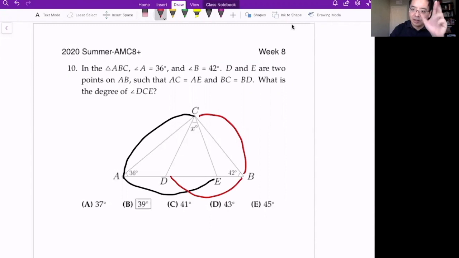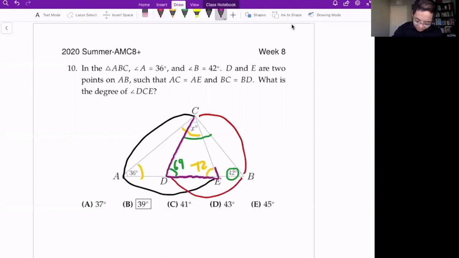For an isosceles triangle, the two equal sides correspond to two equal angles. Because this one is 36, these two angles are the same, and it's easy to calculate: the angle is 72 degrees. Also, these two angles are the same, and this one is 42, so we can calculate that each one is 69 degrees. All right, then we focus on this triangle CDE.